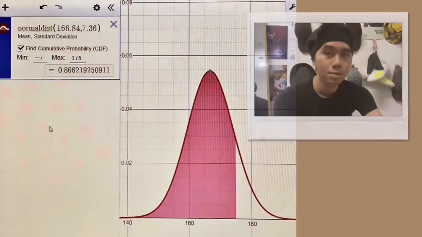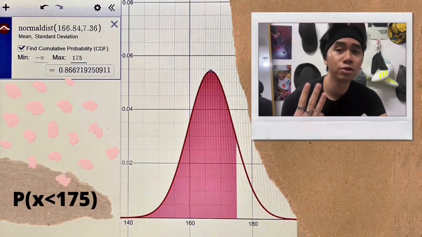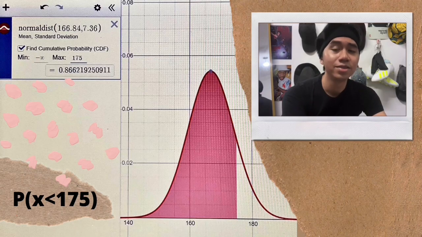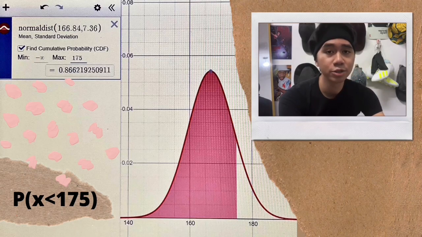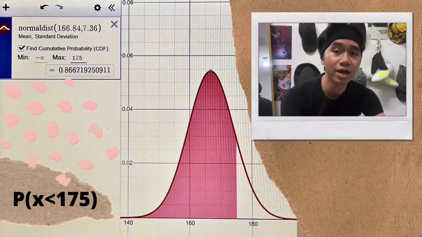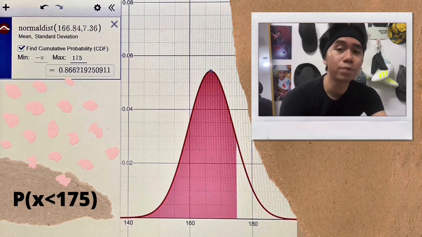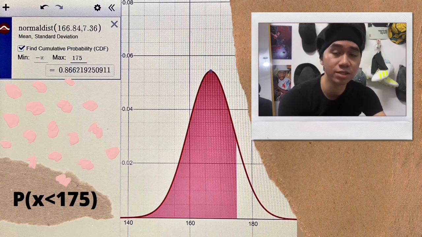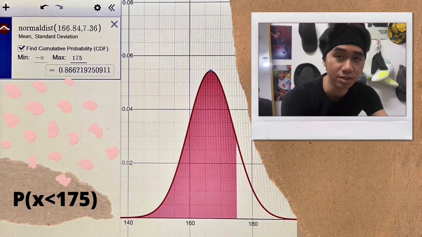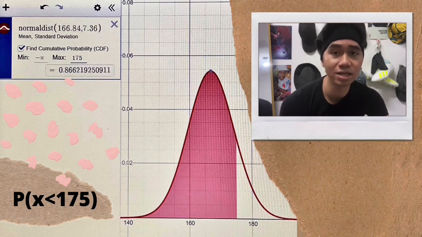So, we came up with 3 possible ranges of probability. Firstly, in this set of 116 students, we want to find the probability of students with height less than 175 centimeters. According to the Desmos app, the probability of students with height less than 175 centimeters is 0.8662, which is 86.62% of the 116 students. The reason why we chose probability height less than 175 centimeters is because we observed that most of the Form 5 students lie in this height average.